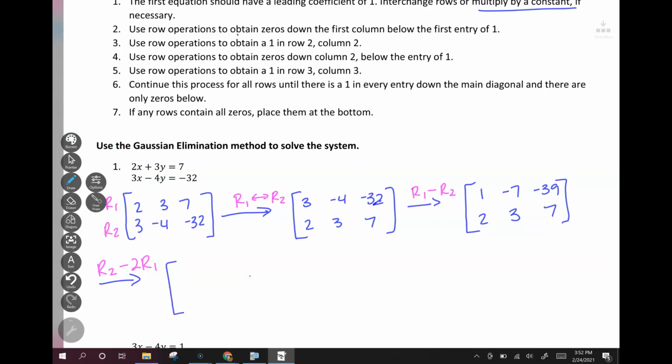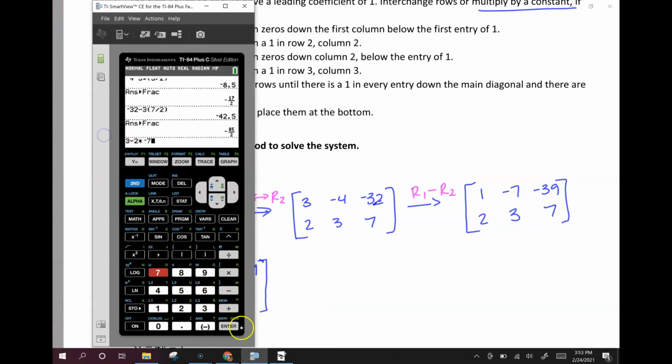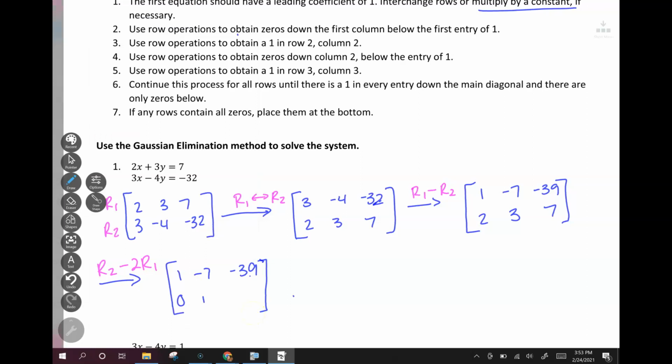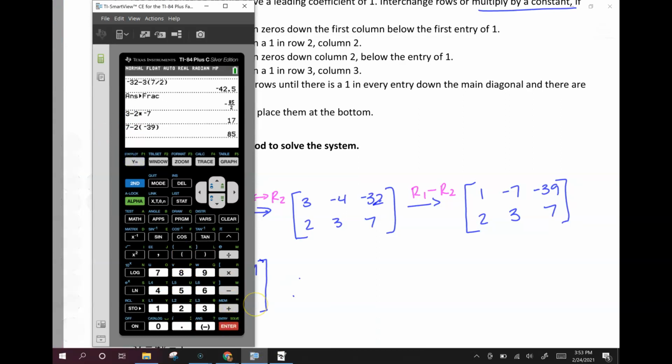All right, so I'm going to have row 1 not changing. Okay, and then I'm going to have a 0 here. 2 minus 2 is 0. And then 3 minus 2 times -7. That gives me 17 in the second column. And then 7 minus 2 times -39. That gives me 85.